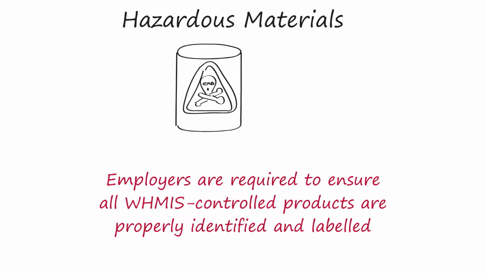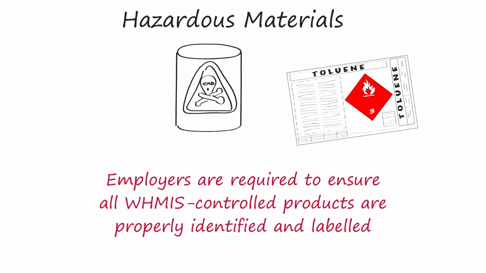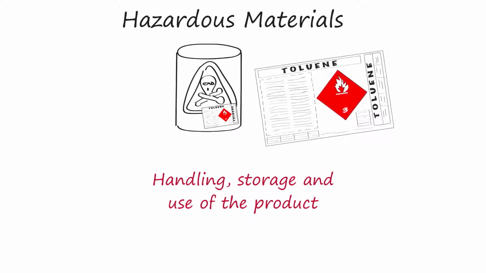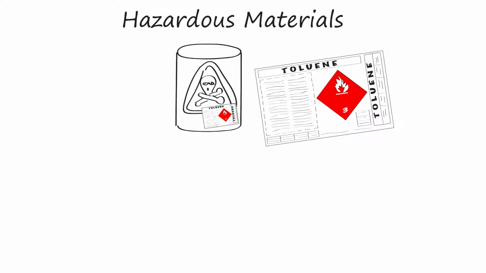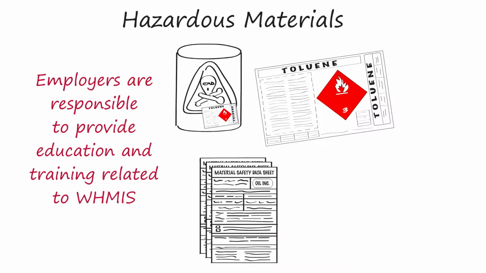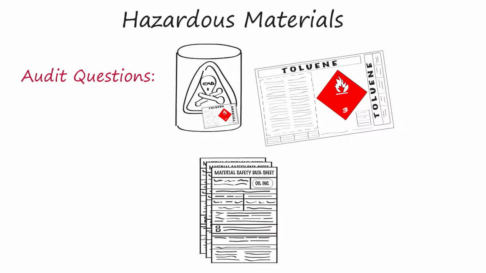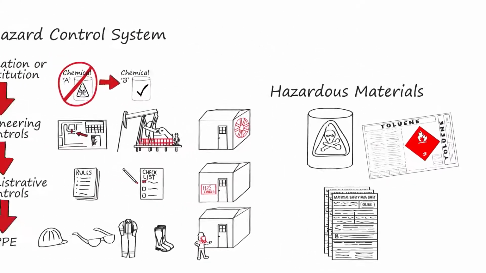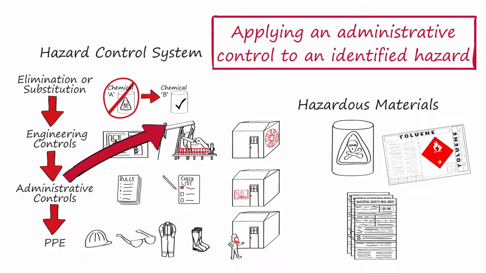Employers are required to ensure all WMIS-controlled products are properly identified and labeled. This includes information on the safe handling, storage, and use of the product. In addition, employers must supply their employees with material safety data sheets, or MSDSs, for each controlled product they use in their workplace. And employers are responsible to provide their employees with education and training related to the WMIS. The audit questions look at whether an employer has fulfilled their WMIS-related responsibilities. Again, this is an example of applying an administrative control to an identified hazard, namely chemical exposure.